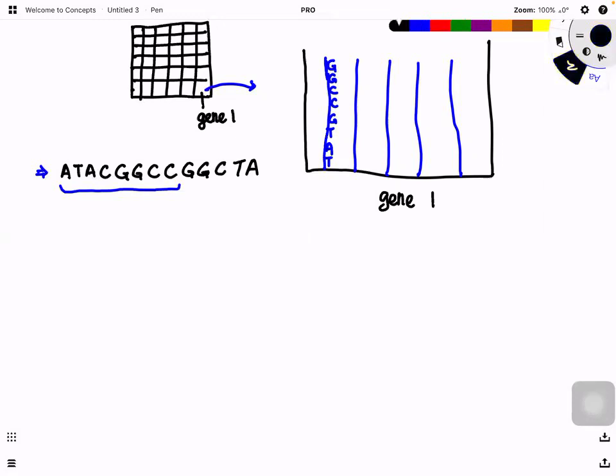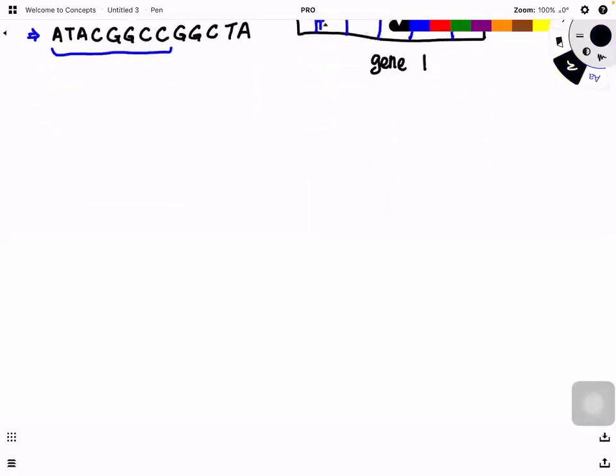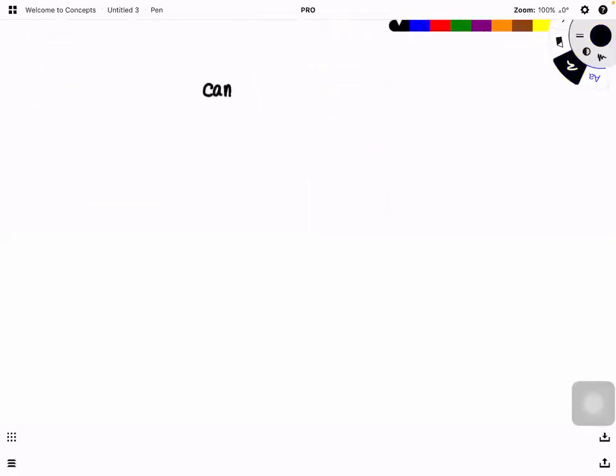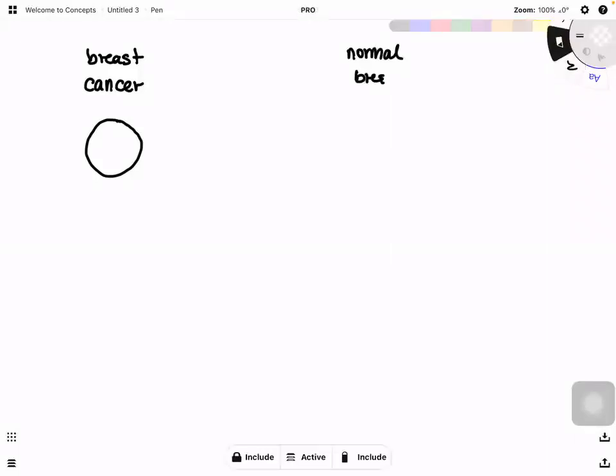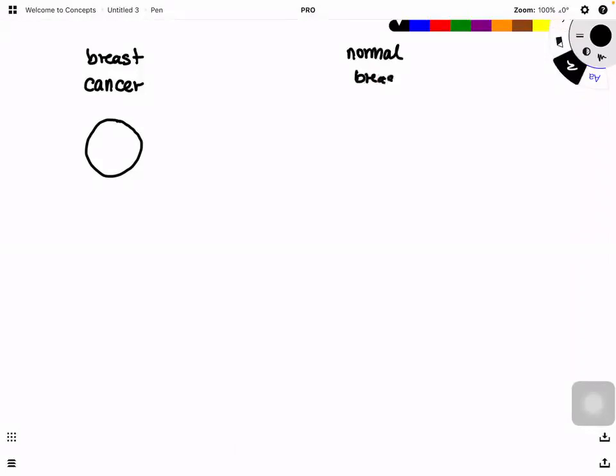So what will happen here is, let's say we want to study a cancer cell, let's say breast cancer. We take the breast cancer cell, and then we take a normal cell, normal breast cells. Now we want to study what kind of genes actually cause breast cancer, and what kind of genes have no activity in the cancer cells. So how can we do this?